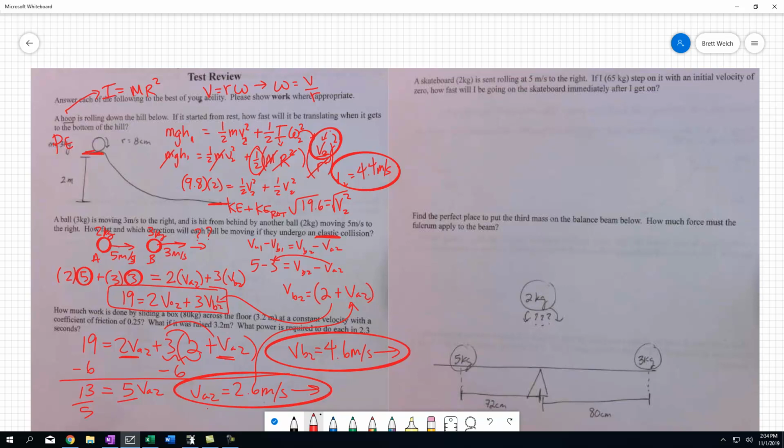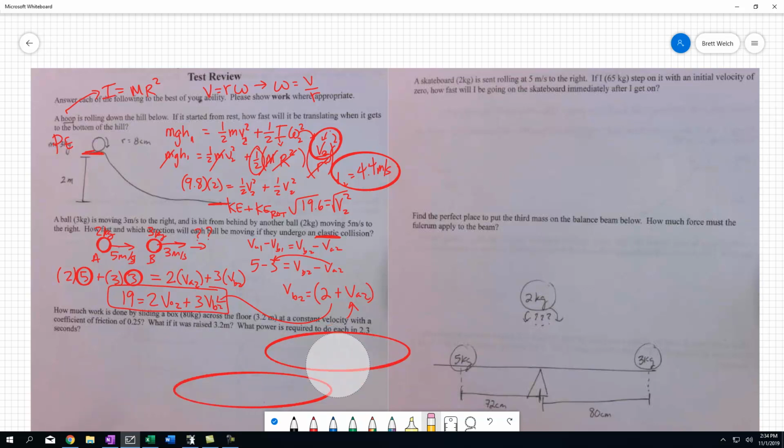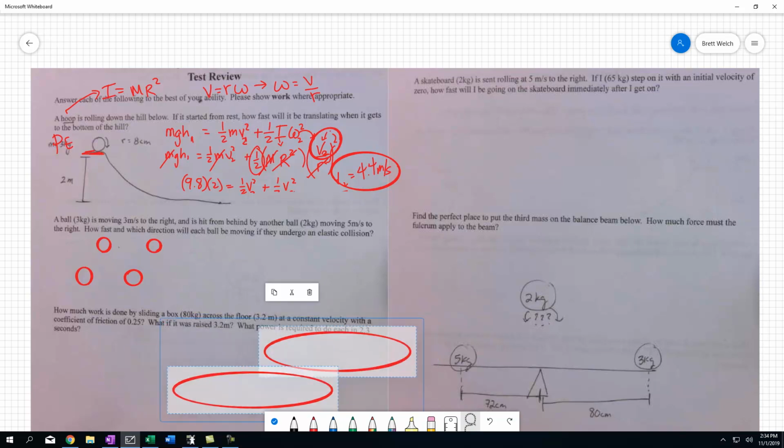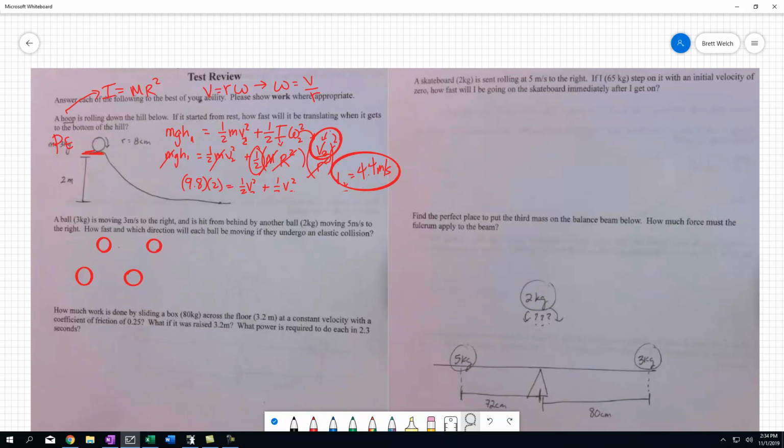Okay, I'm going to have to clear a bunch of that to make room. Okay, I'm going to have to get rid of those.